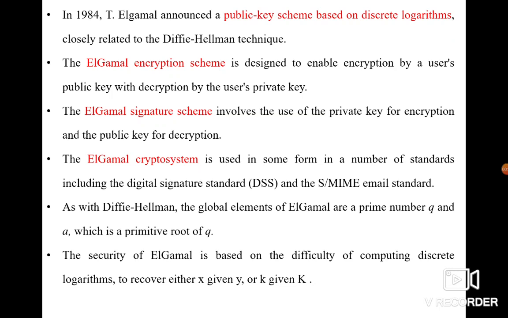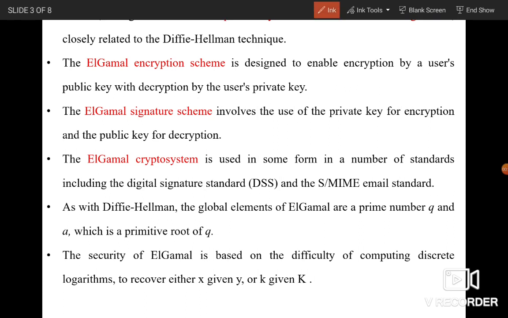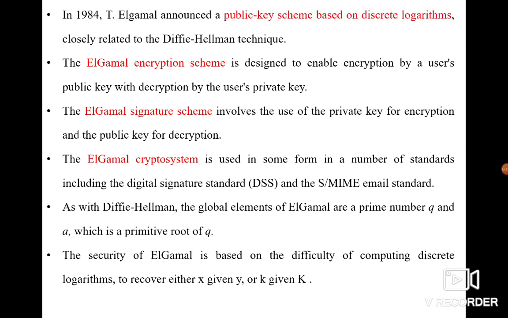Today we are going to see the topic ElGamal crypto system. So ElGamal crypto system was introduced in the year 1984 and it is again a public key scheme. It is based on discrete logarithm. It is very much similar to the Diffie-Hellman technique.